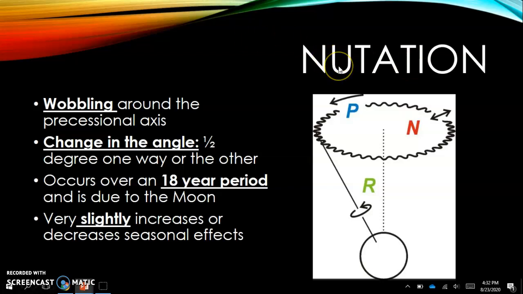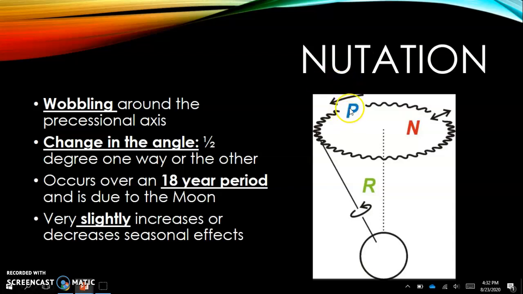And a nutation actually happens every 18 years. So this is quicker, so you will live through several nutations in your lifetime, okay? So when we talk about wobbling, right, we watched our wobble video at the beginning, wobbling around the precessional axis is a nutation, okay? So what does that mean?